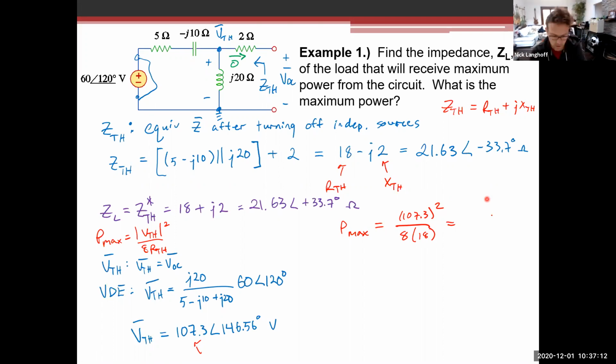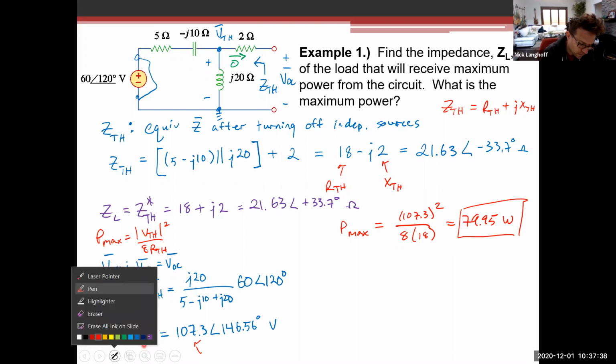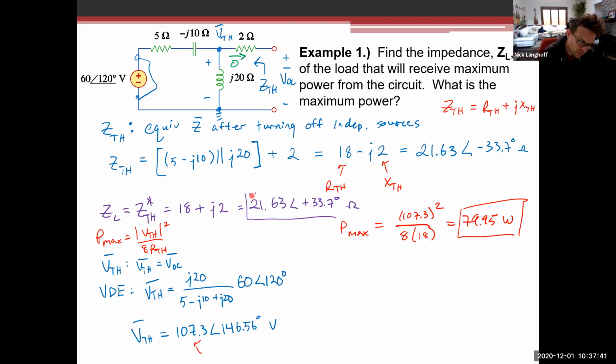What is it? It's 107.3 squared divided by 8 times 18. We get 79.95 watts. And if we wanted to highlight the answer for Z Thevenin, that's it here. Or you could also write it in that way.